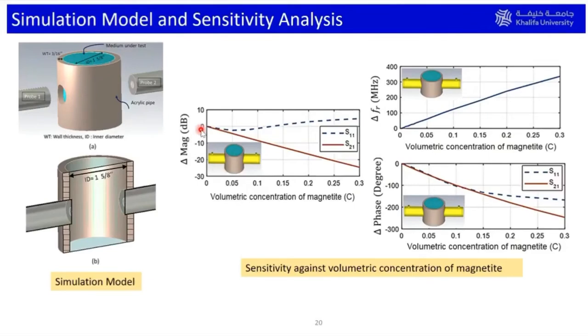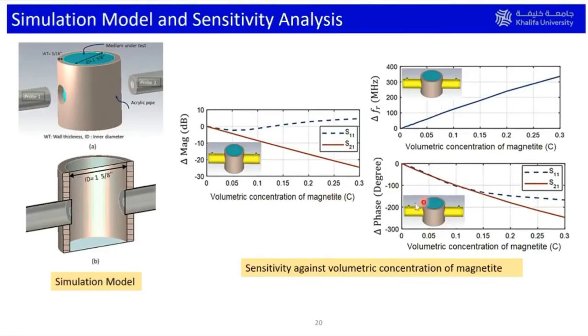What we found in this analysis is that when we change the properties of the flowing media inside it, the magnitude of S11 and S21 changes with the volumetric concentration. This is the volumetric concentration. At lower volumetric concentration, both S11 and S21 follow a nature. Later on we found that S11 is not responding enough, although the transmission is responding, and transmission is getting reduced because most of the energy is getting reflected back.